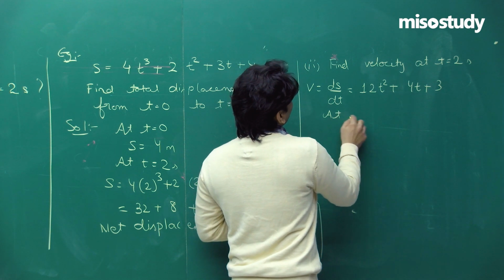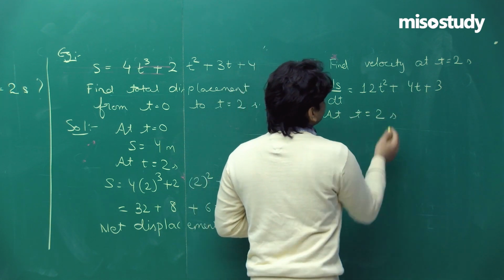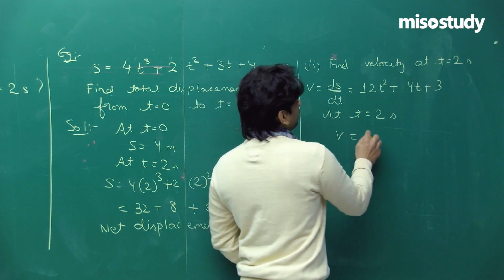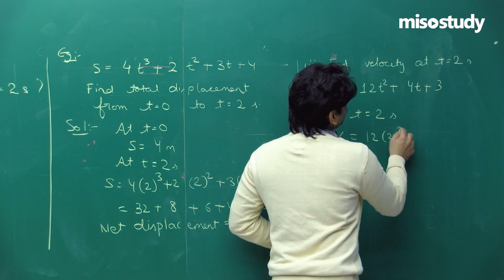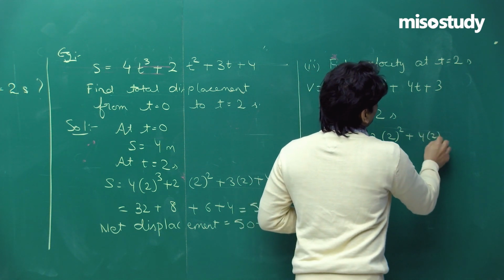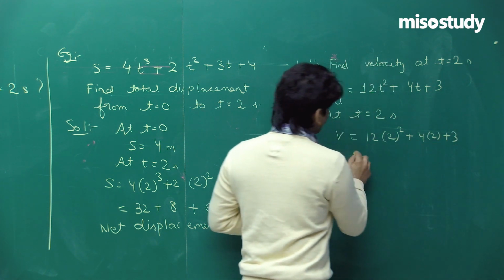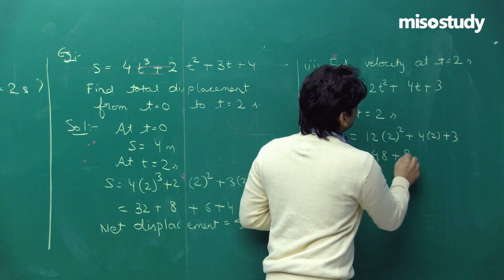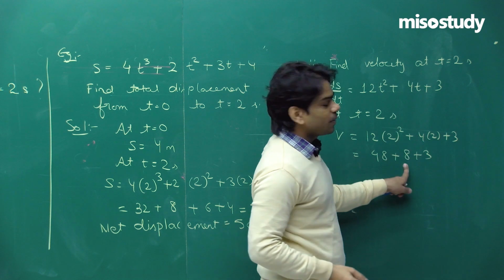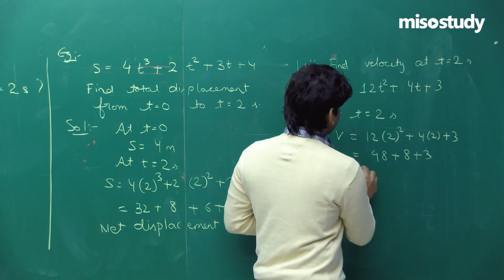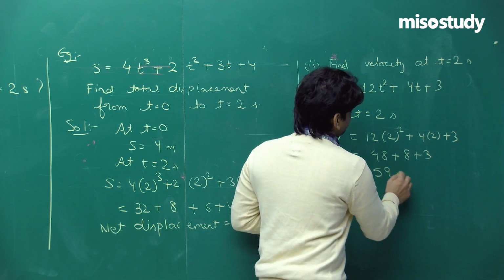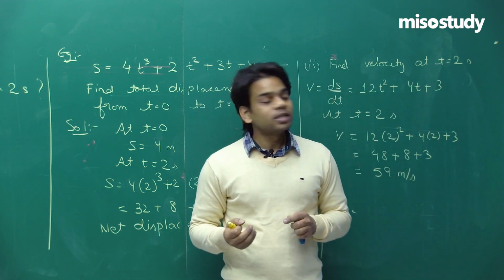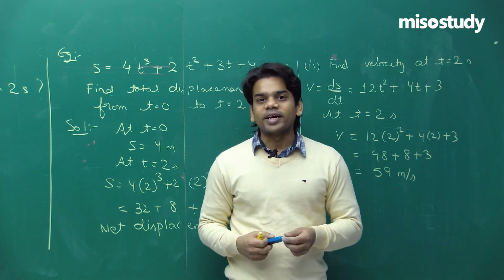So at t equals 2 seconds, now substitute the value of t equals 2 here, you will be getting v equals 12 into 2 square plus 4 into 2 plus 3. 2 square is 4 and 4 into 12 will give you 48, plus 4 into 2 is 8, plus 3. 48 plus 8 gives you 56, plus 3, that will give you 59 meter per second. And this is the velocity at time t equals 2 seconds.